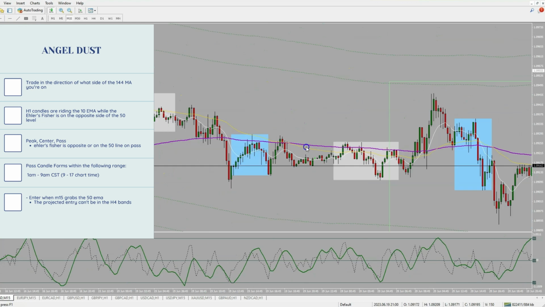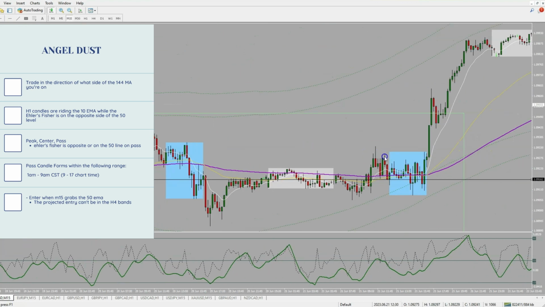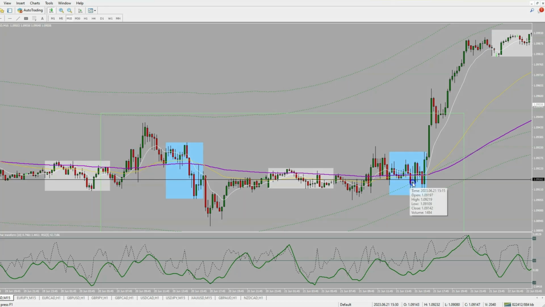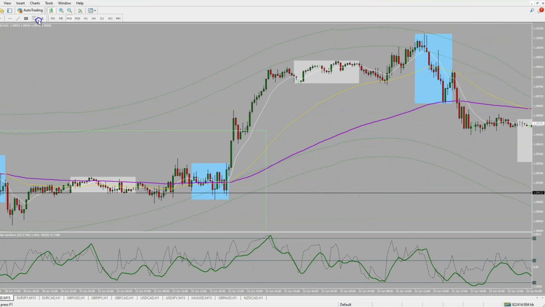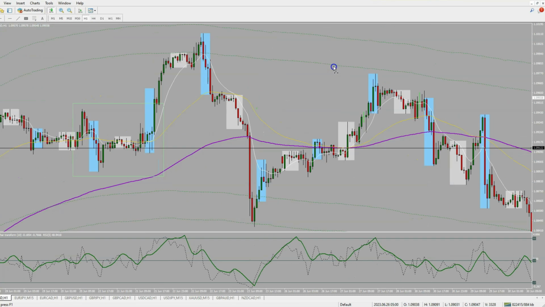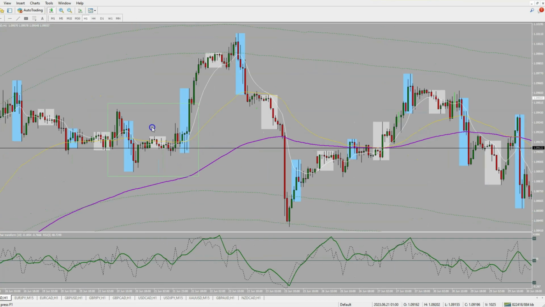Let's go down to the 15-minute time frame. We just wait on price to come down and grab the 50 EMA, which it did here. You enter that trade and you could have had another 70 pip day. So still a good trade. And let's look at one more example and then I'll close this thing out.